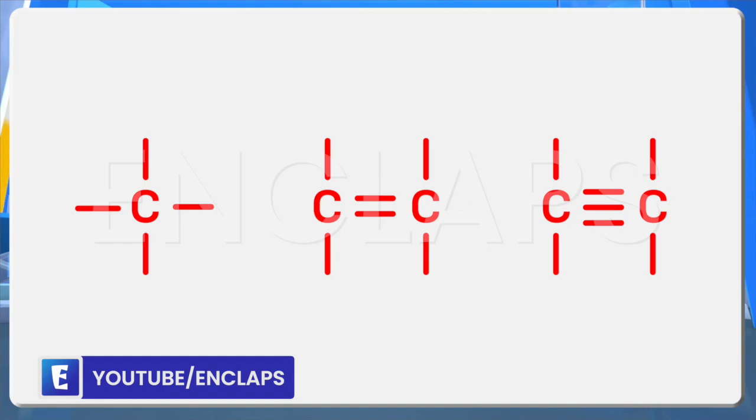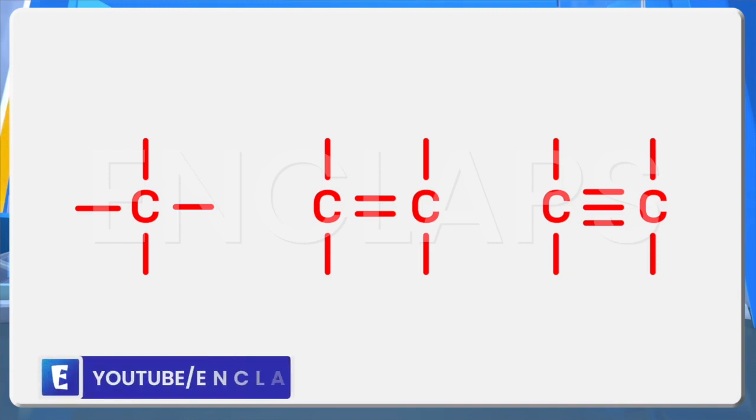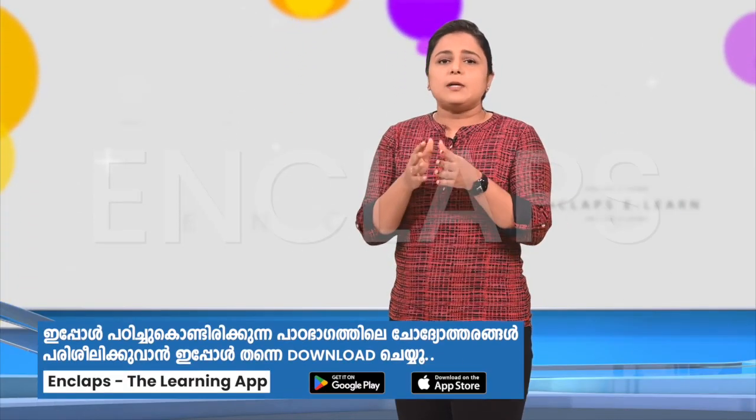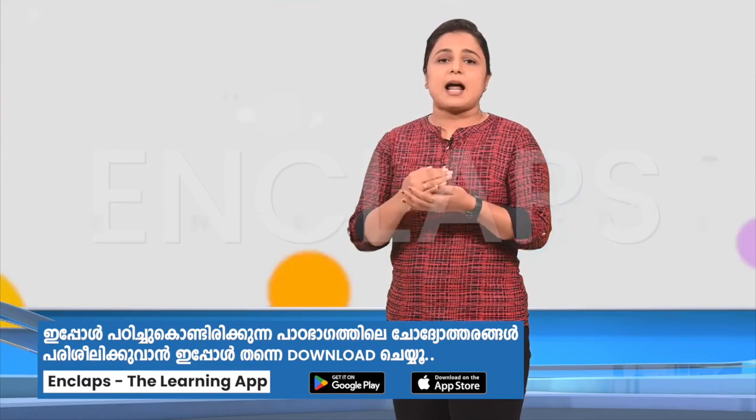But in the second structure, there is a double bond between the carbon atoms, right? And there also the 4 valencies of 2 carbon atoms are free. Then in the third structure, there is a triple bond between 2 carbon atoms, right? Then what will be the structure we get if the hydrogen atoms are added to this structure?